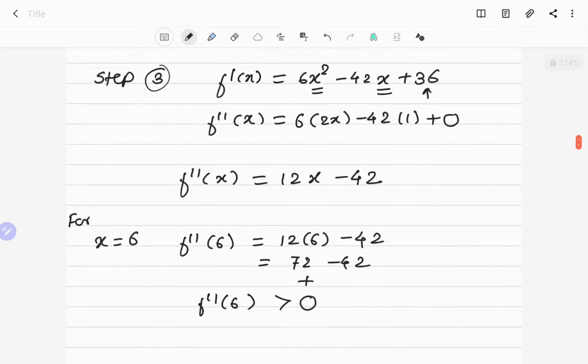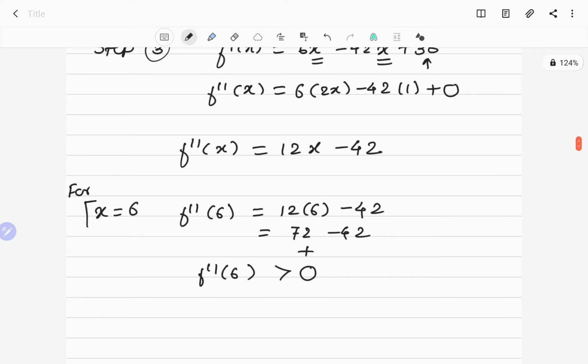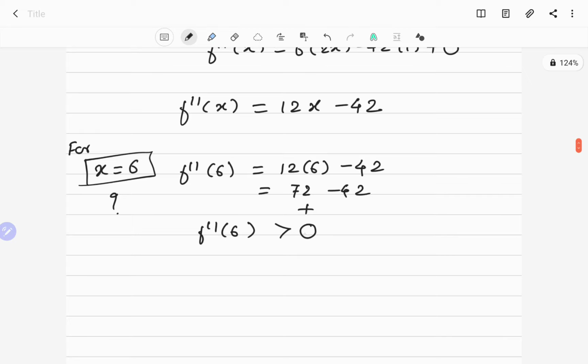So what is your conclusion? At x equal to 6, what is your conclusion, maxima or minima? If the second derivative is positive, then the function is minimum at x equal to 6. So the conclusion is the function is minimum at x equal to 6. This is the thing that you have to observe. So the overall conclusion is the function is minimum at x equal to 6. The reason is the second derivative is greater than 0, or it is positive.